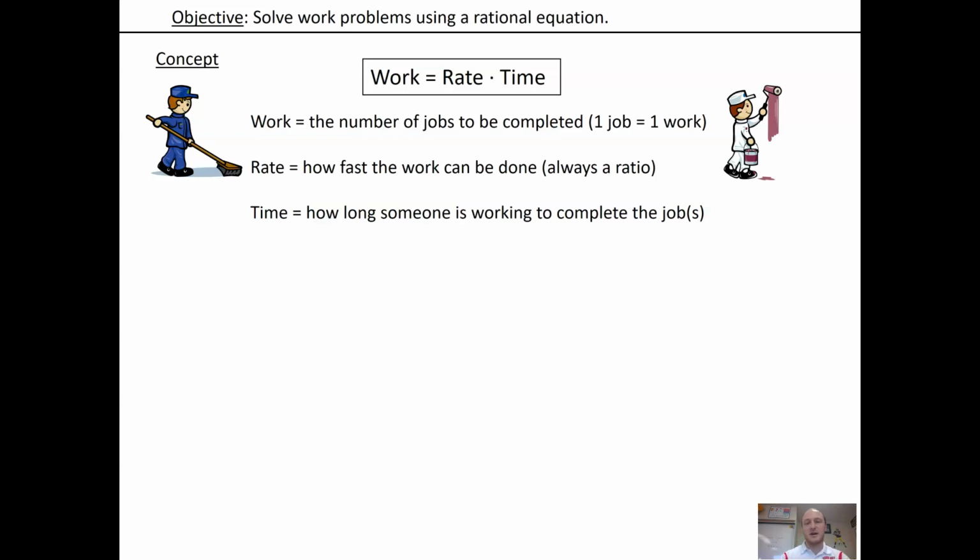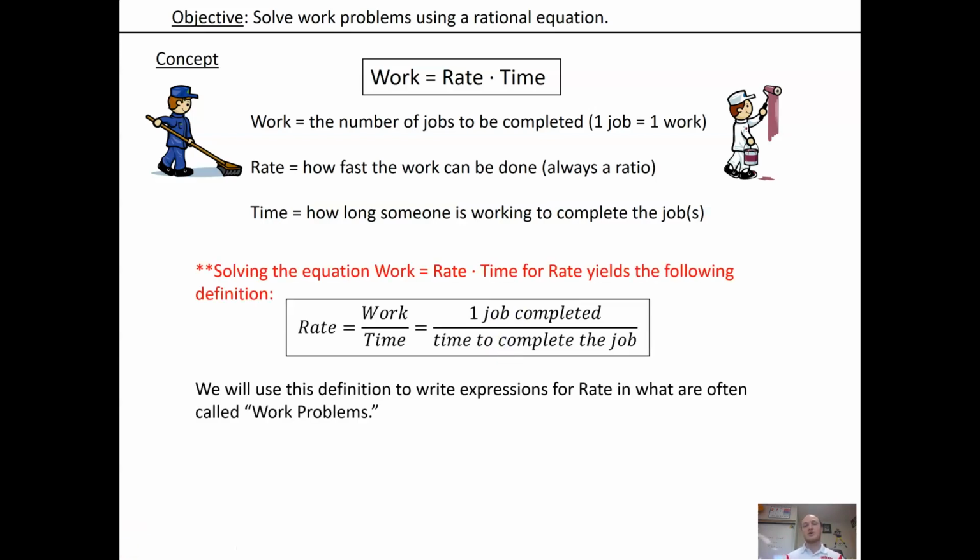So we get this equation here: work equals rate times time. The next part, solving the equation work equals rate times time for rate, yields the following definition. If I use inverse operations to isolate the rate, we get rate is equal to work over time. Work generally is one job completed divided by the time it takes to complete the job. We're going to use this definition to write expressions for rate, which are often called work problems.